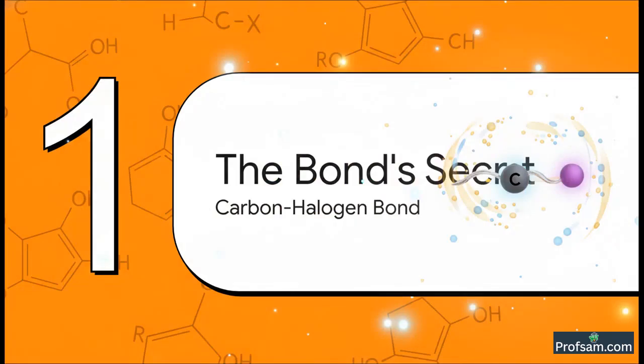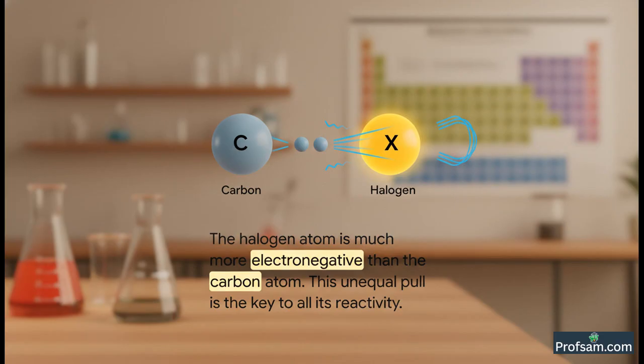Well, the answer to all of these questions lies in understanding the hidden nature of the bond itself, that C-X bond. See, it's not just a simple line that we draw in our notebooks. It has a very specific character, a secret, if you will, that we need to uncover. At the simplest level, here is the crucial point you must remember. The halogen atom is much more electronegative than the carbon atom it's bonded to.